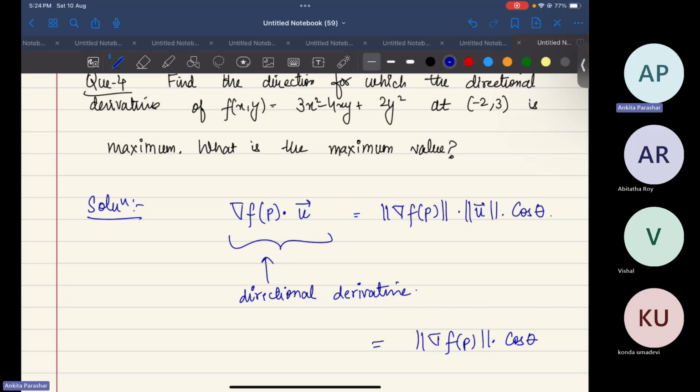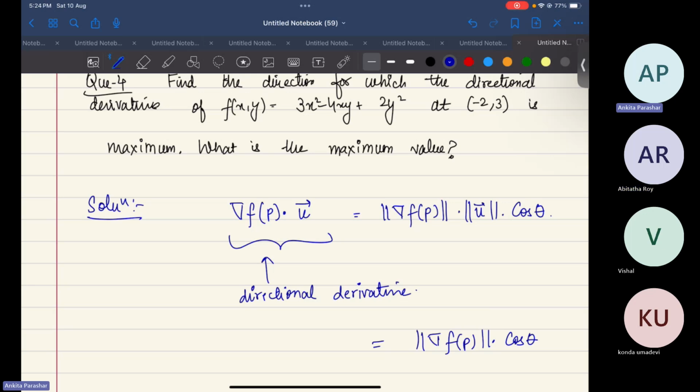If you take the modulus of cos theta, what would you get? We are finding the direction as well as the value. The direction is being told by the angle theta, right? So if you see, the maximum is nothing but the direction where the vector is parallel to the direction of del f p. Do you agree with that? Yes.